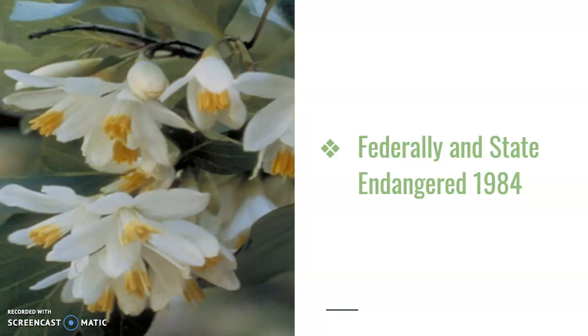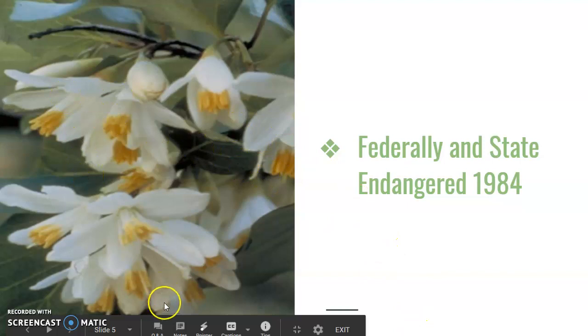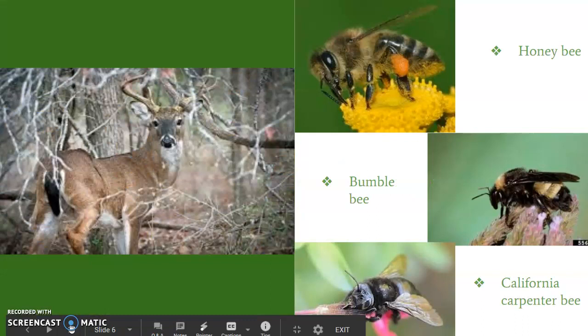So the recovery plan includes reasons why the snowbells are endangered, as well as a plan to recover them. A big reason for it being endangered is the decline in bee populations, like the honeybee, bumblebee, and the California carpenter bee. These populations help with pollination and reproduction of more shrubs.